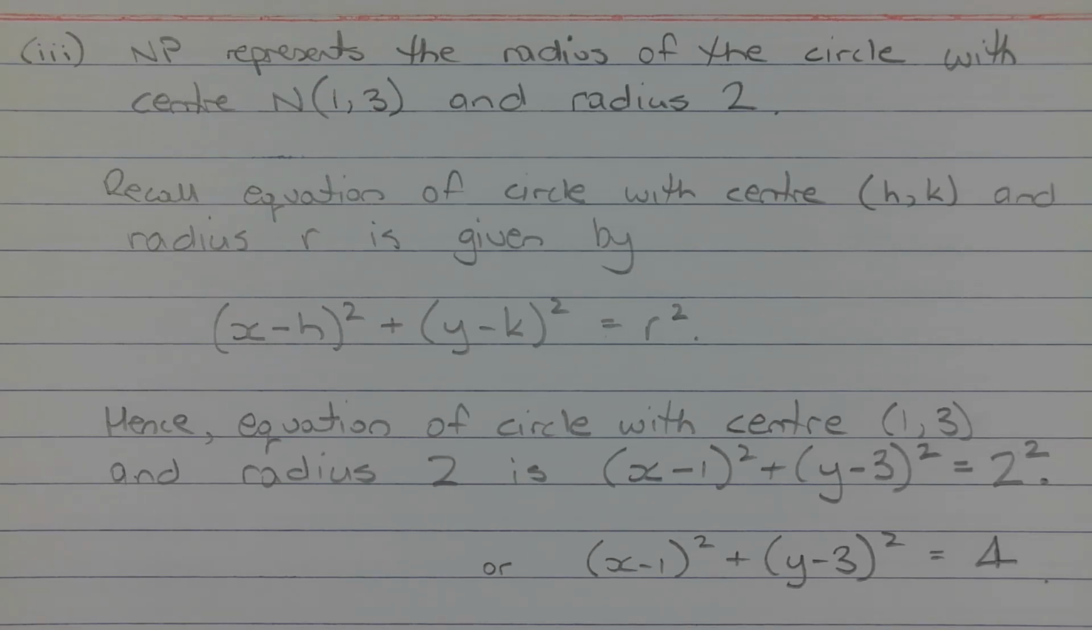theorem, interestingly enough. Hence, the equation of a circle with center (1, 3) and radius 2 is (x minus 1) squared plus (y minus 3) squared is equal to 2 squared, or (x minus 1) squared plus (y minus 3) squared equals 4.